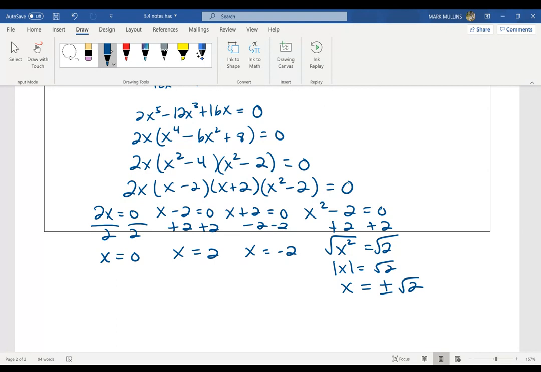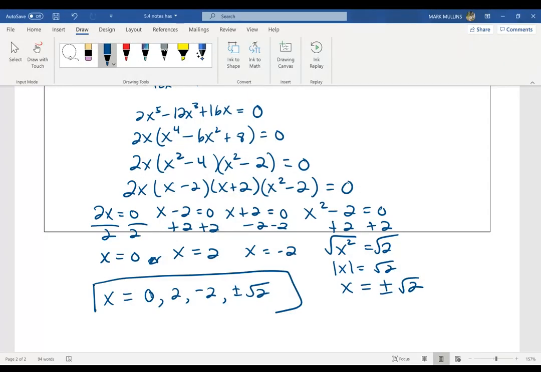So we've got this big list of answers. X is 0 or 2, or I think we should just list them. Negative 2, plus or minus the square root of 2. And it just even seems weird to write the word "or" in between them all. Like my grammar is really bad, but that's really what we mean, right? X is 0 or 2 or negative 2 or plus or minus the square root of 2.